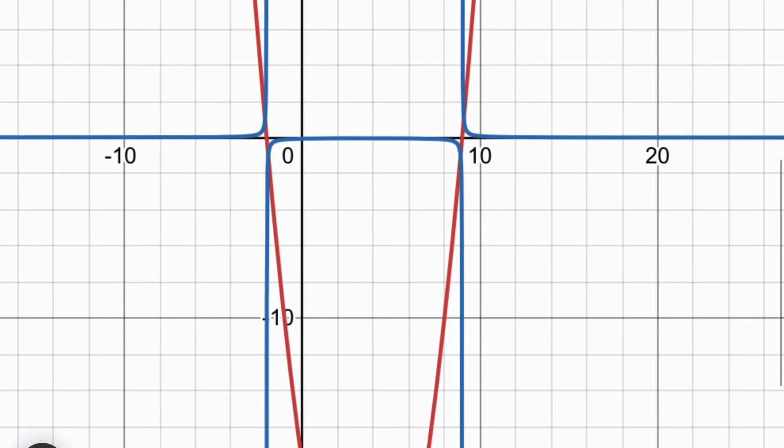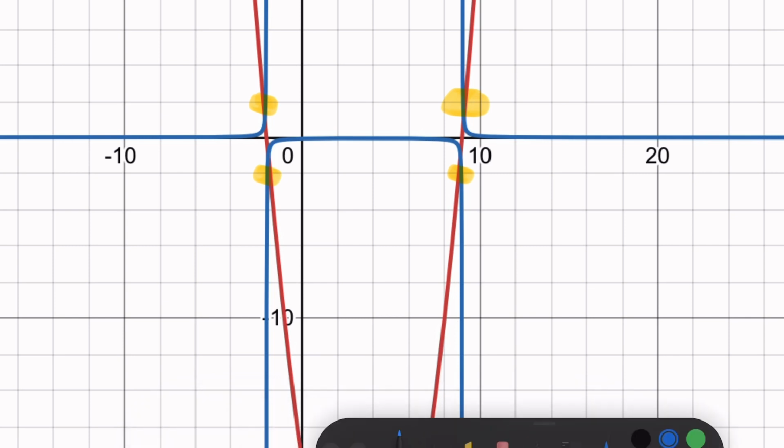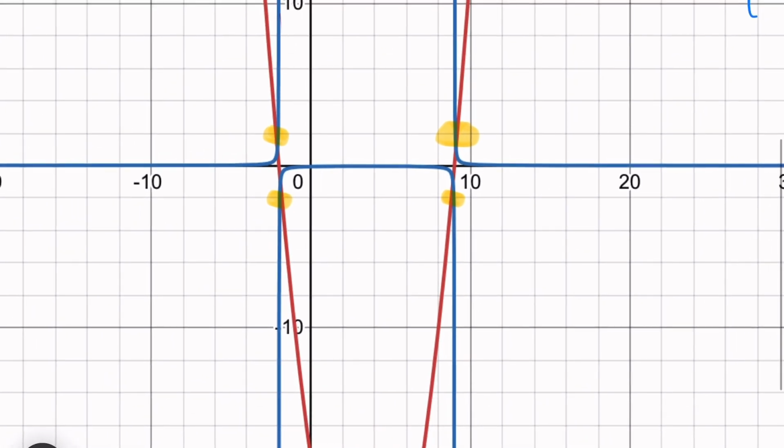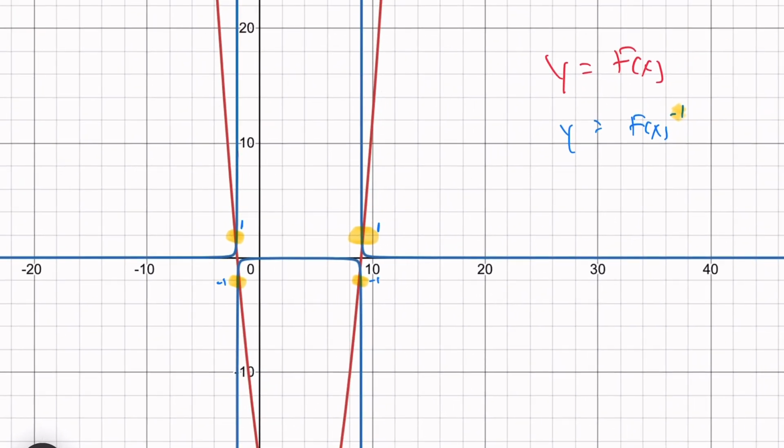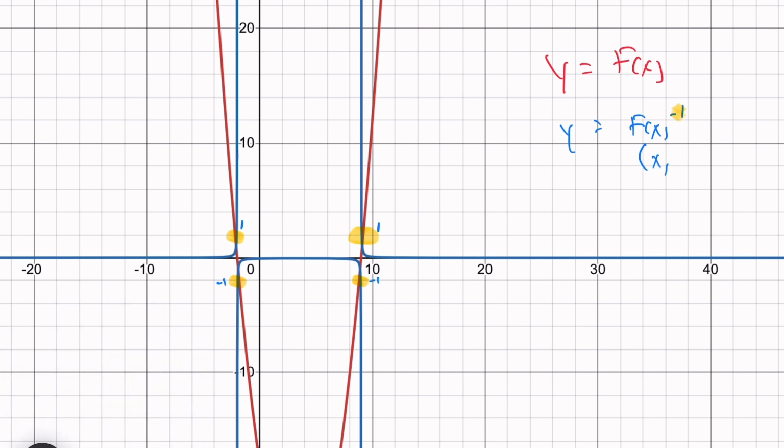What we can see is that there are 1, 2, 3 invariant points, or places where the 2 functions intersect with each other. And most importantly, we can see that there are 2 at 1 and another 2 at negative 1 over here. So we know that for the reciprocal function, there are always invariant points at 1 and negative 1.